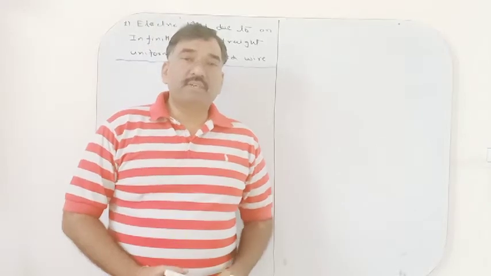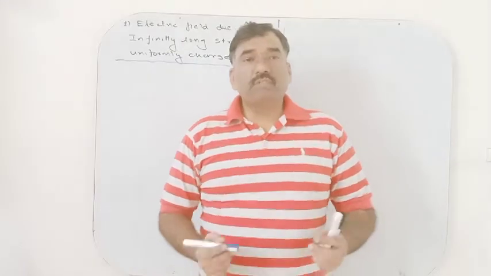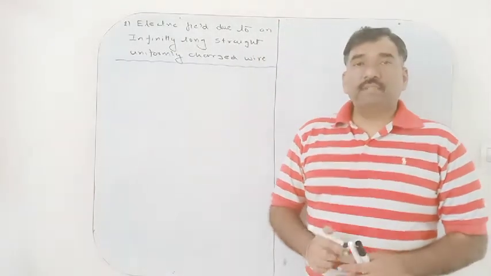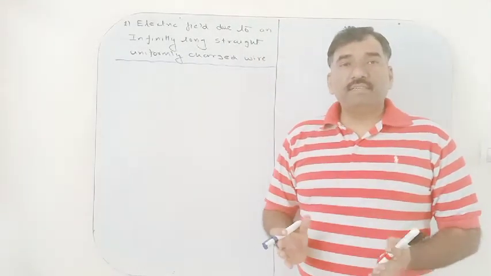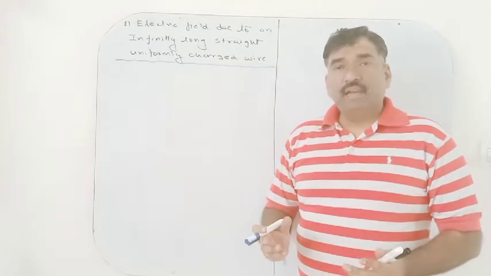Good morning, dear students. In the last lecture, we discussed Gauss law. And what is Gauss law? The total electric flux associated with any closed surface is equal to the ratio of the total electric charge enclosed by the surface to epsilon zero.